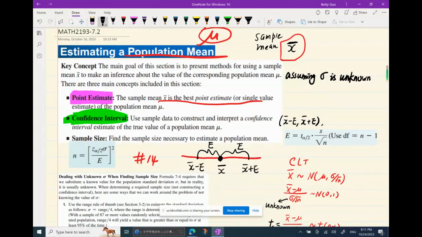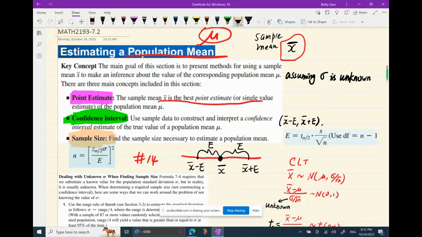All right, so number 3 is we are going to find the minimum sample size to guarantee that we could construct a confidence interval with the predetermined confidence level and a predetermined margin of error. So that's the third thing.